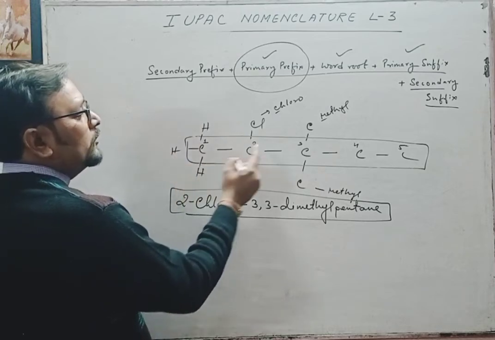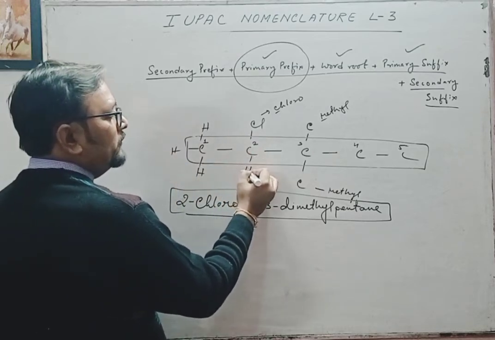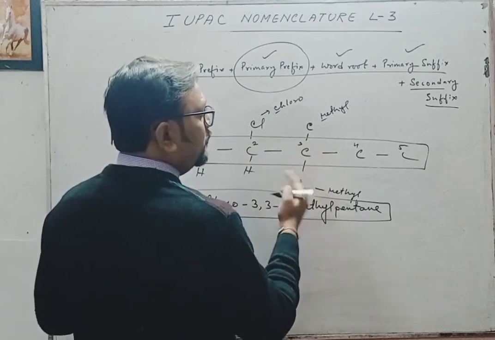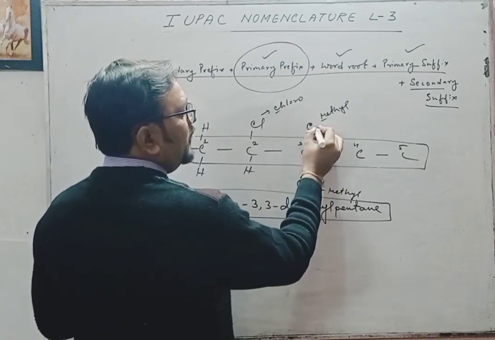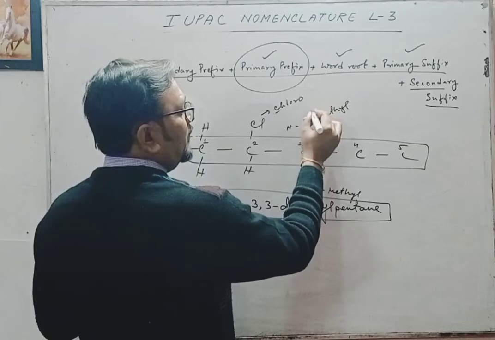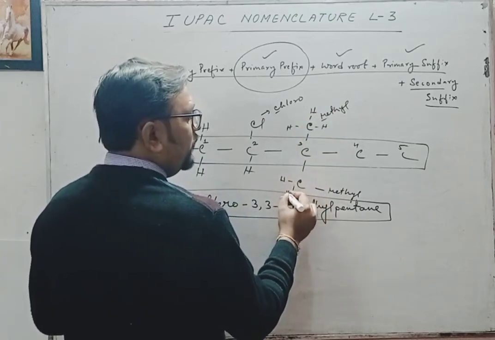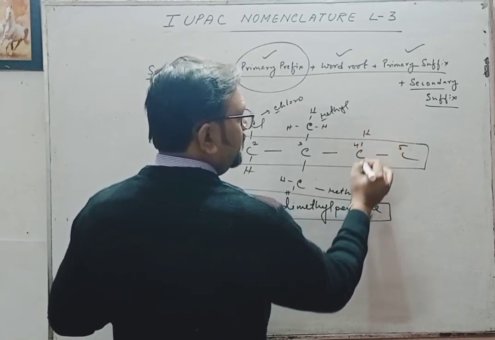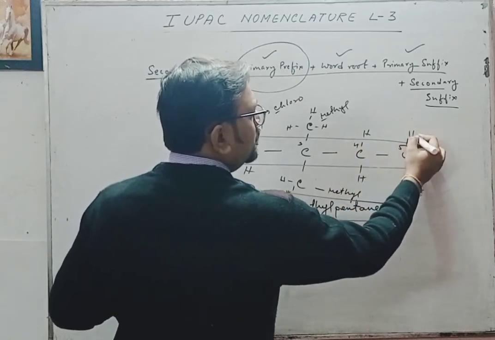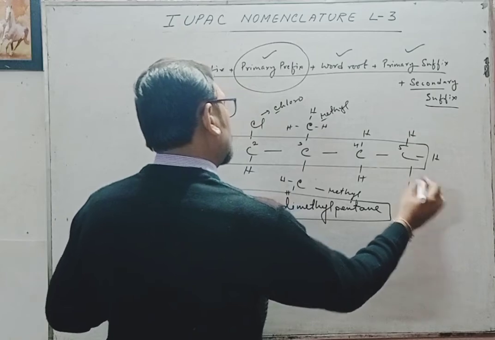1, 2, 3, 4. 1, 2, 3 already given. Then 4. No hydrogen for this carbon. So 1, 2, 3 and 4, 1, 2, 3 and 4.